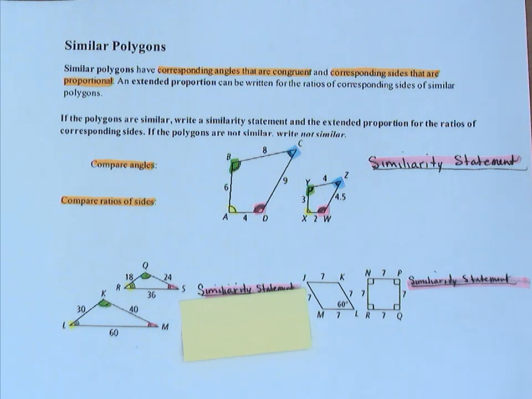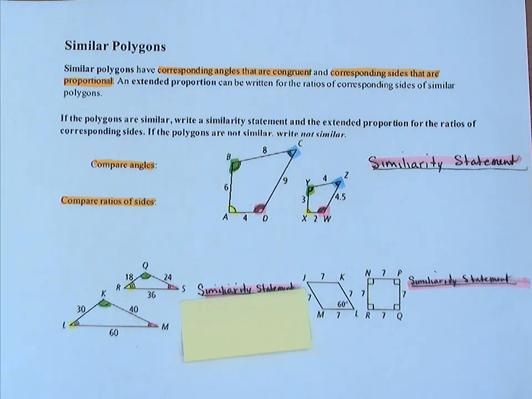Today we're looking at similar polygons. Similar polygons have corresponding angles that are congruent and corresponding sides that are proportional. So when we're checking to see if polygons are similar, we have to verify those two facts: that the corresponding angles are congruent and that the corresponding sides are proportional.